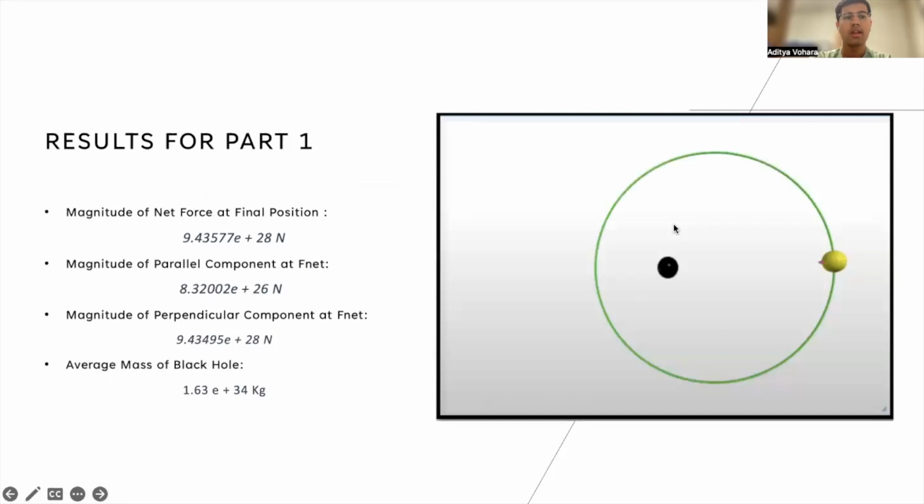Now let us look at the results. The results of the first part show the magnitude of the net force at the final position, and the parallel component and the perpendicular component are shown below. The main result, which is the mass, came out to be 1.63 times 10 raised to the power 34 kg.